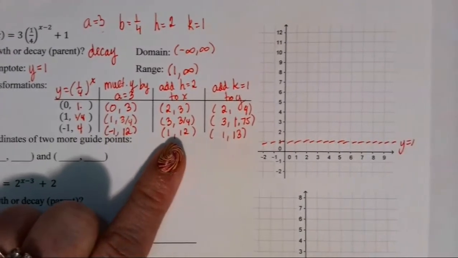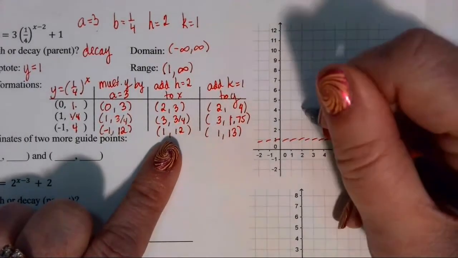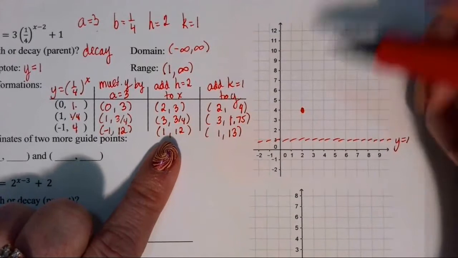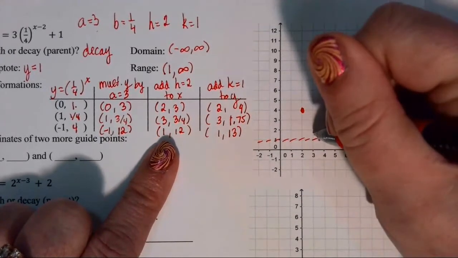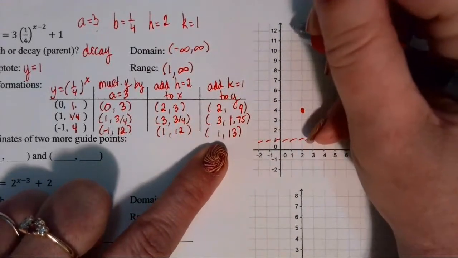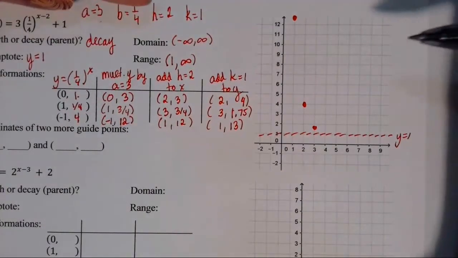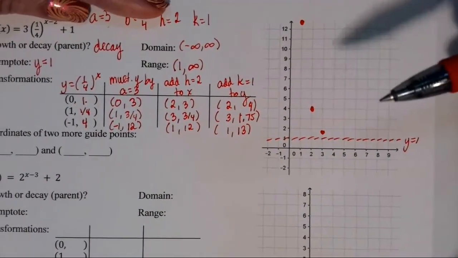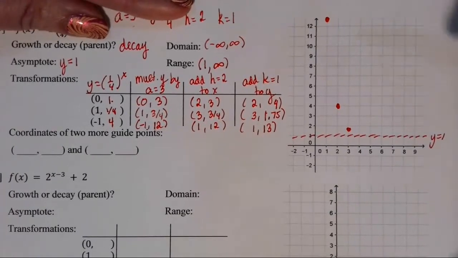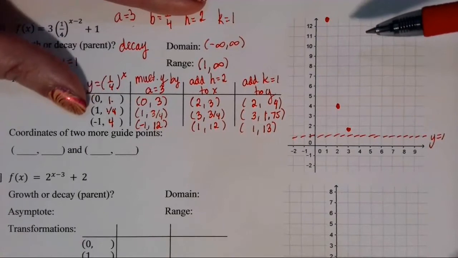So we'll come over to our graph and sketch these transformed points. So 2, 4, and then 3, 1.75, 1, 13 is way up here. And then to get the coordinates of 2 more points to guide our curve, there's no sense going to the left of positive 1, for example, getting the y-intercept, because we're already at the top of our graph.